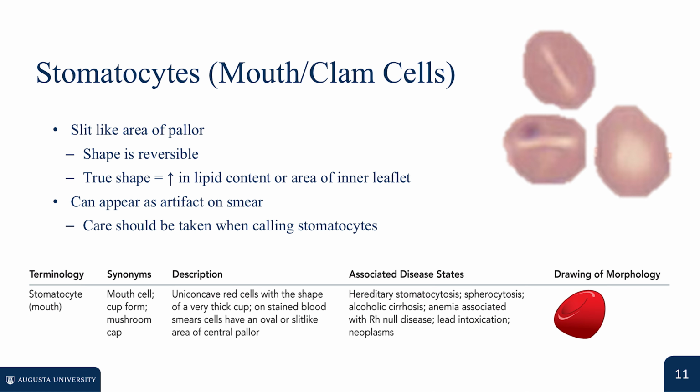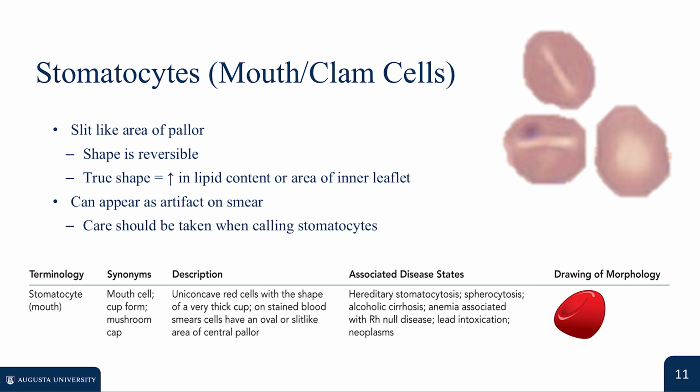Finally, let's examine stomatocytes, also known as mouth or clam cells. These are uniconcave RBCs featuring a distinct slit-like or mouth-like central region of pallor. True stomatocytes result from an altered membrane lipid composition, where the inner membrane leaflet expands relative to the outer leaflet. Alternatively, they can stem from abnormal membrane cation permeability, involving sodium-potassium pump defects.